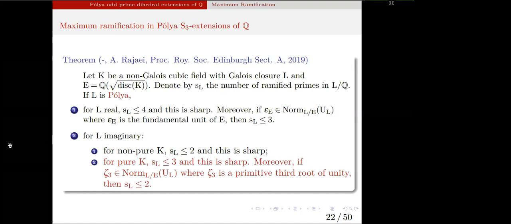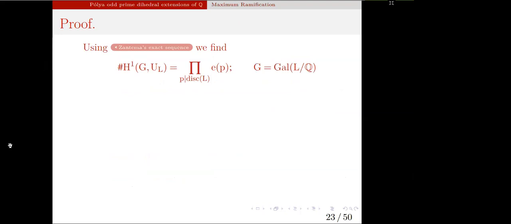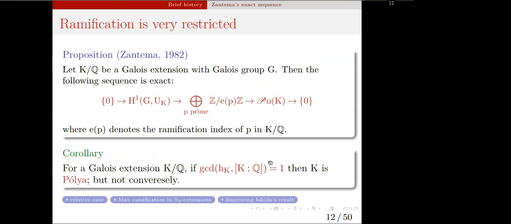And again, for the case that K is pure, depending on the solvability of a norm equation, this upper bound can be made smaller, to 2. You can compare this upper bound with the previous one, and we see that this improvement gives a smaller upper bound, and moreover, the desired upper bounds are sharp, as we will see. I start the proof of this theorem with the Zantema exact sequence, and since we assume that L is Pólya, let me go back to the Zantema exact sequence.